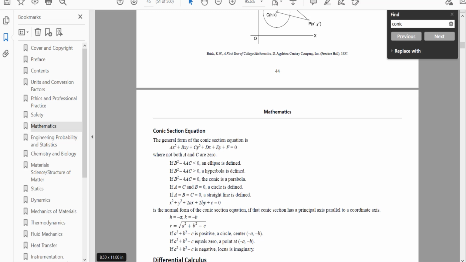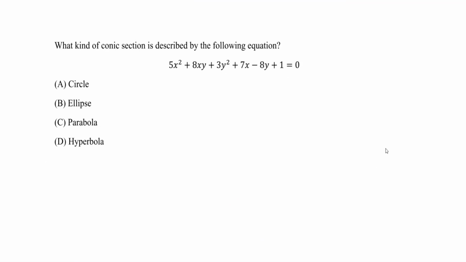So let's do that. If we go back to our question, so we know for a circle in the FE handbook, it says specifically A equals to C and B must equal to 0. So we know this is going to be our a, this is going to be our b. So be careful here. That's right. X squared is going to be attached to a. XY is going to be attached to the coefficient b. It's going to be our c. This is our d. This is our e value. And this is our f. So we're looking at these coefficients.